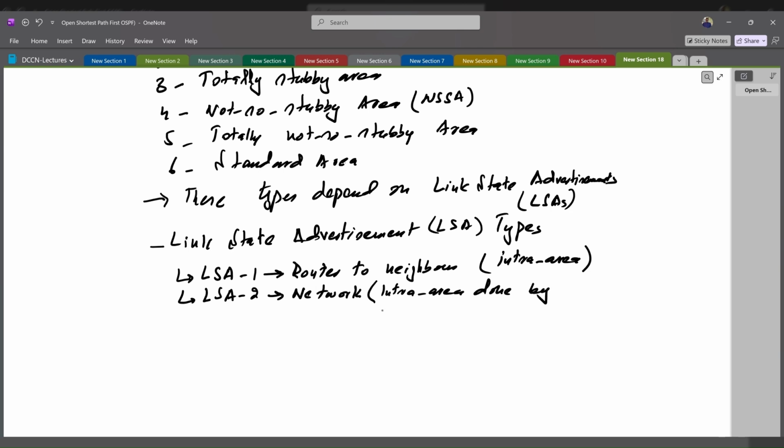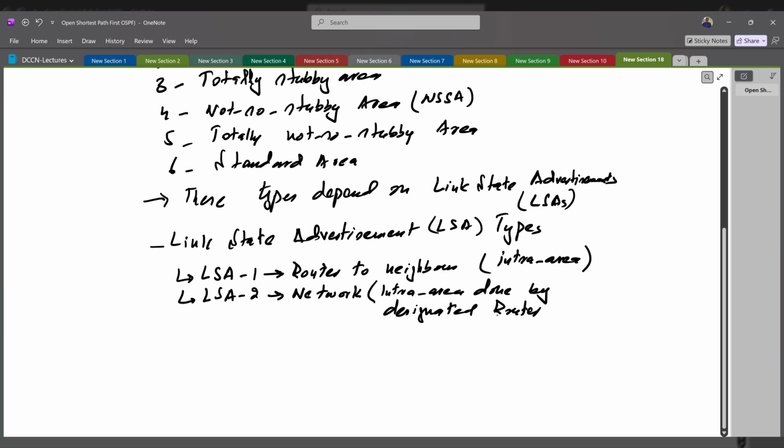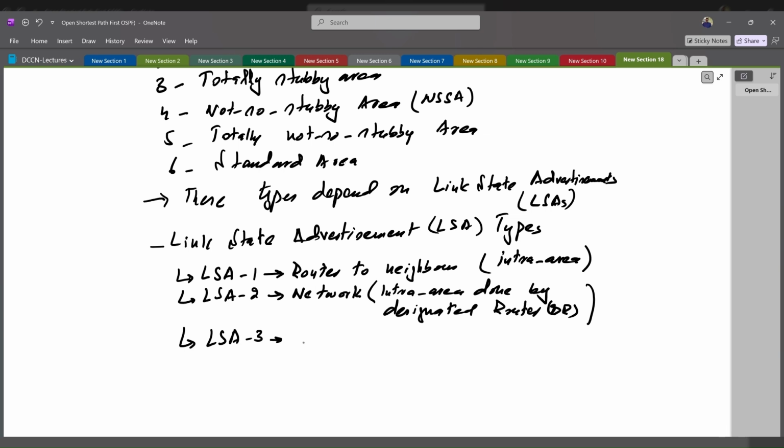So we designate a router to send the area level information to all the routers, right? By the designated router. This designated router is also known as DR. Okay. Then the third type is what we call LSA 3. This is known as network summary.